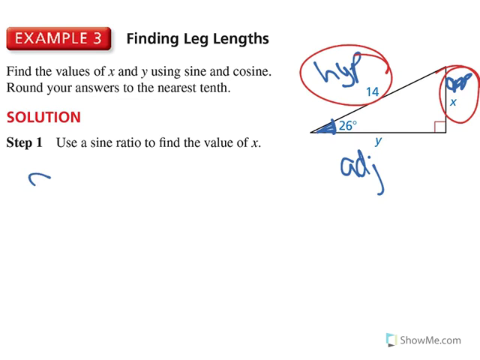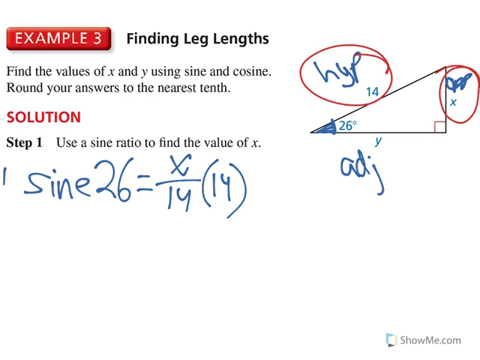In step 1, I already showed that to you. So I would do the sine of my 26 because that equals opposite over hypotenuse. That's my SOHCAHTOA, S-O-H, opposite over hypotenuse. So x over 14. Right now x is being divided by 14, so I need to get rid of that division. I'm going to multiply by 14. And so I get that x is equal to 14 sine of 26.